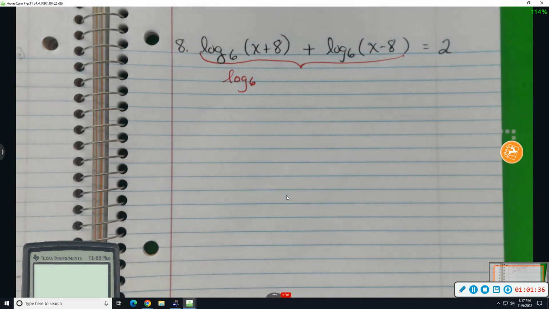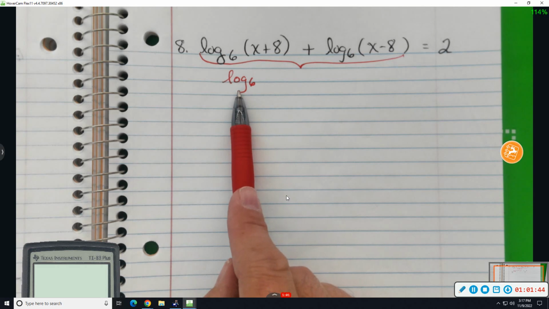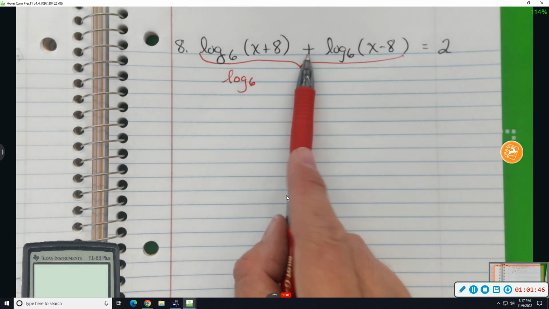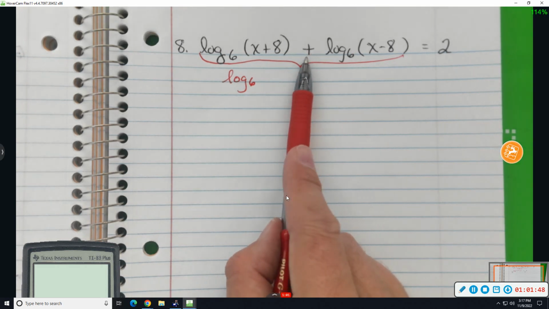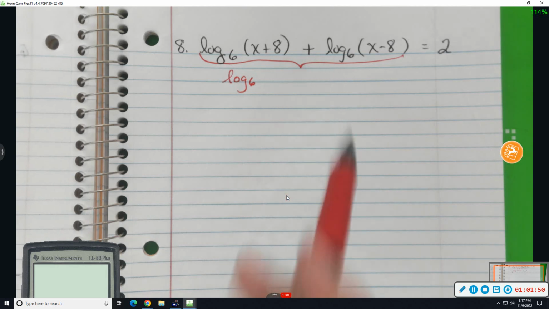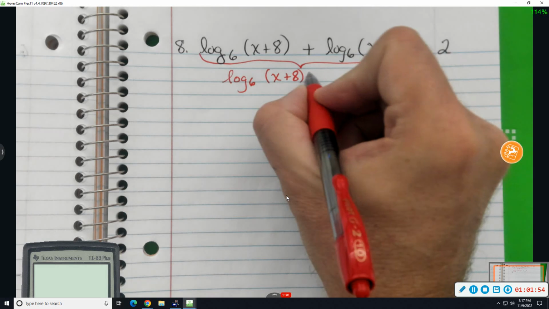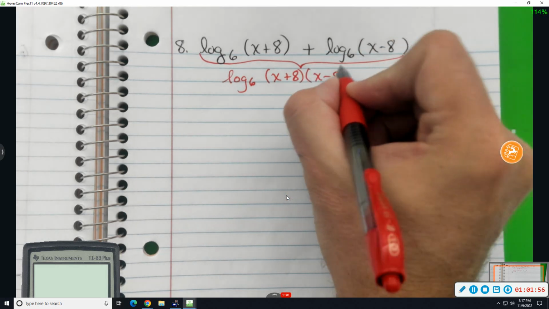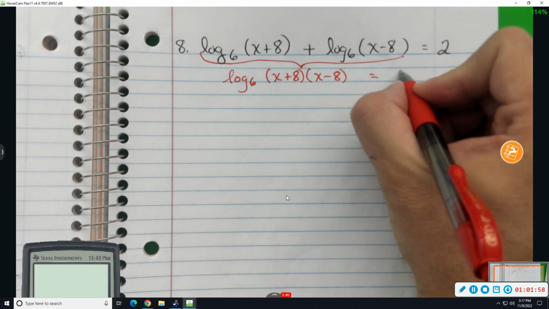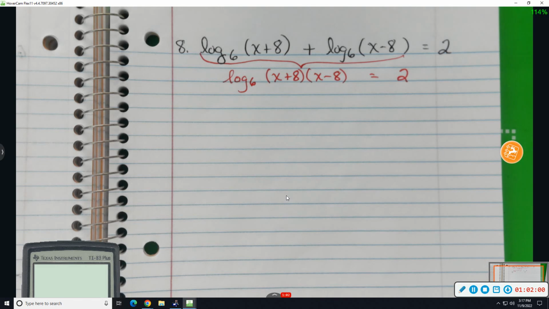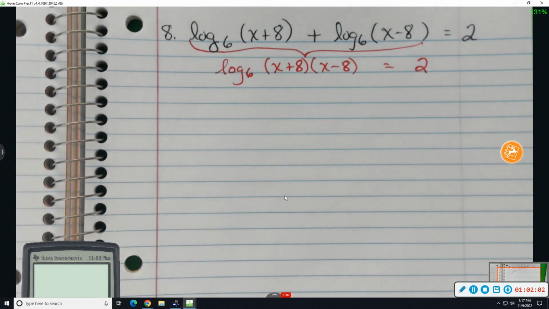When I'm condensing the logarithms, I ask myself, should there be a fraction bar after the logarithm? No, because of this plus. If there'd been a minus there, there'd be a fraction bar. So it's just x plus 8 times x minus 8 equals 2. Let me see if I can make it a little bit bigger. Okay.